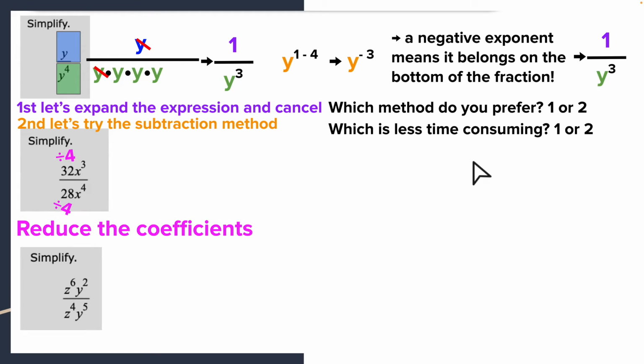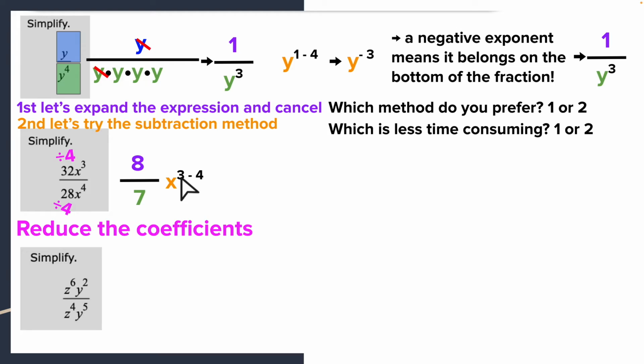4 is away from both 32 and 28, so I can make those a little smaller. I can divide by 4: 32 divided by 4 is 8, and 28 divided by 4 is 7. So we can see that right away, which reduces down. Which method do you prefer, 1 or 2? Now the fraction part here is done.